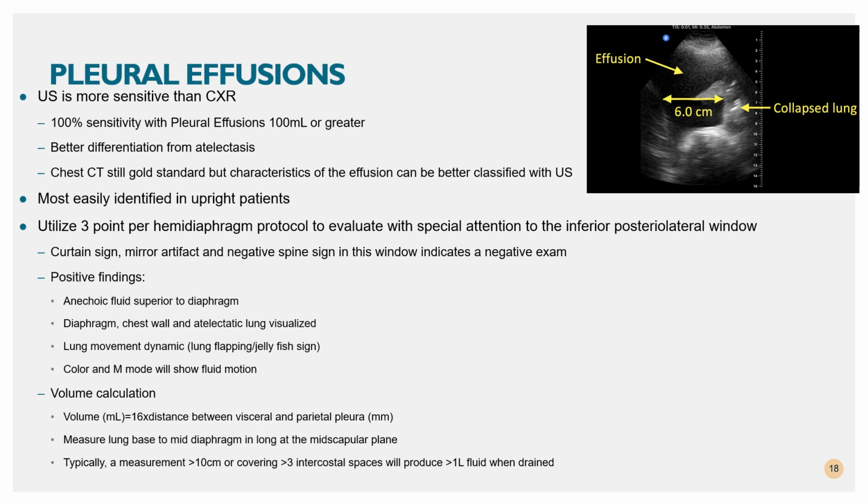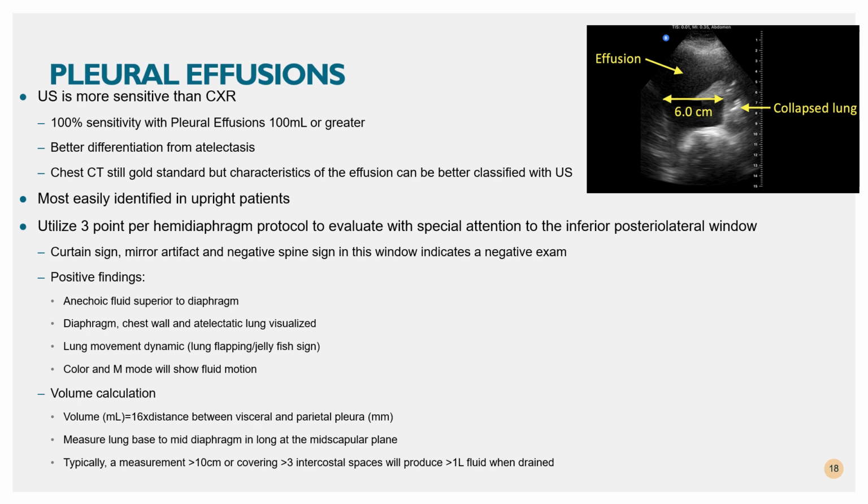All right, so now pleural effusions. Ultrasound is actually more sensitive than our chest x-ray, especially when we're looking at portable chest x-rays on maybe a non-ideal patient. We have 100% sensitivity with pleural effusions of 100 milliliters or greater. We also can often find that we have better differentiation of pleural effusions from atelectasis than on chest x-ray. Again, CT is still the gold standard, but we know all of the pitfalls with CT, the time, the cost to the patient. And so this simple evaluation by ultrasound, which can be done right at the bedside and give you immediate findings, can really be a great tool to help you replace some of that.